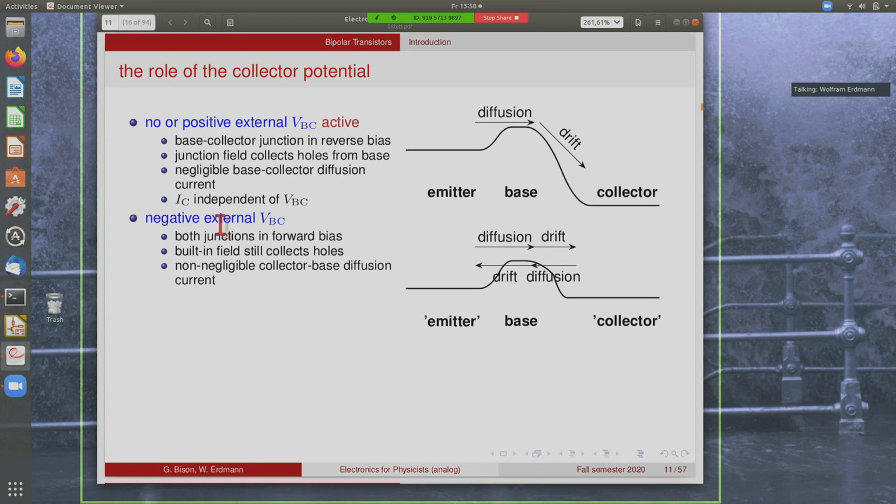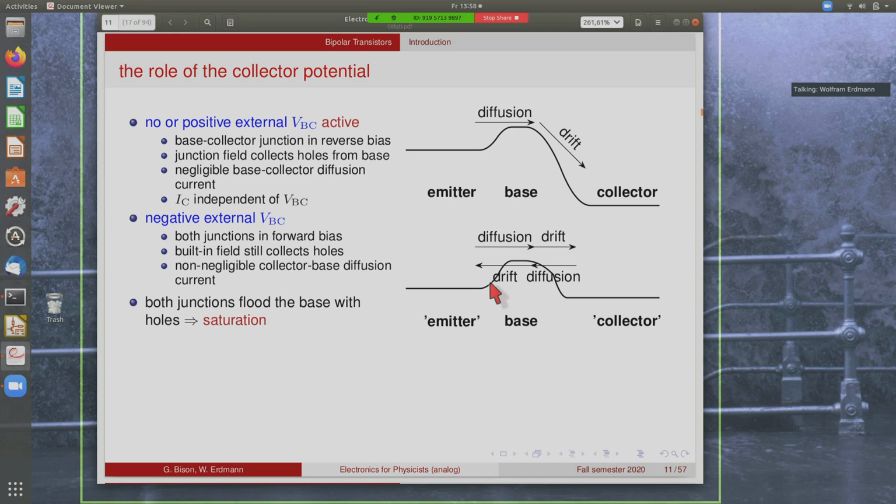However, if we go to a negative external base collector voltage, then we will start seeing a non-negligible diffusion current from the collector into the base. So the barrier here is being reduced. So there is still a built-in field which collects the holes, so the current in this direction continues, but there is an increasing current in this direction as well, which starts to counteract the current in this direction. So in this configuration, then both junctions start flooding the base with holes.